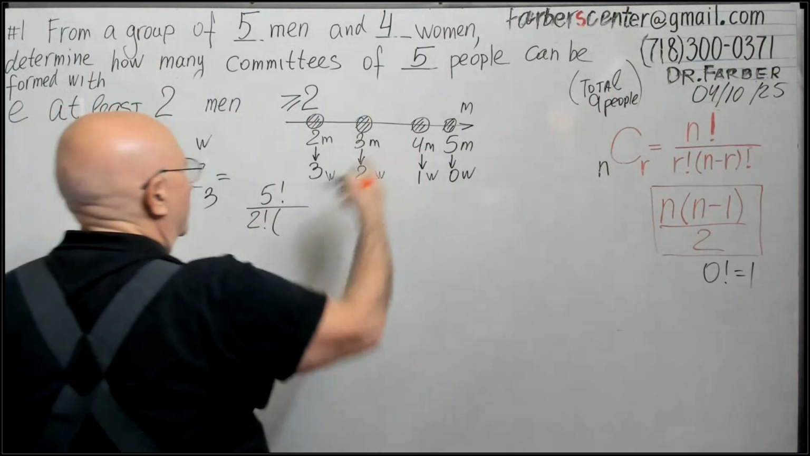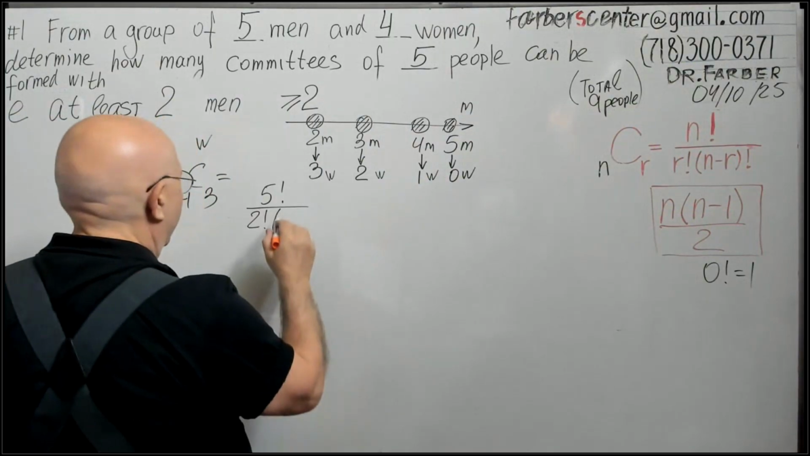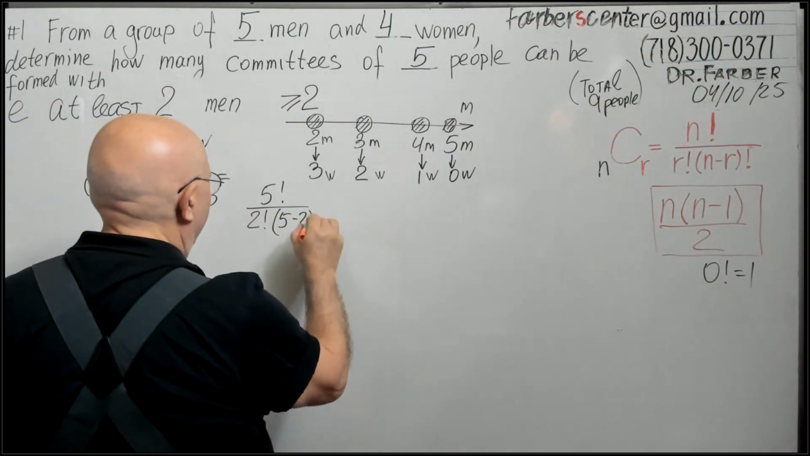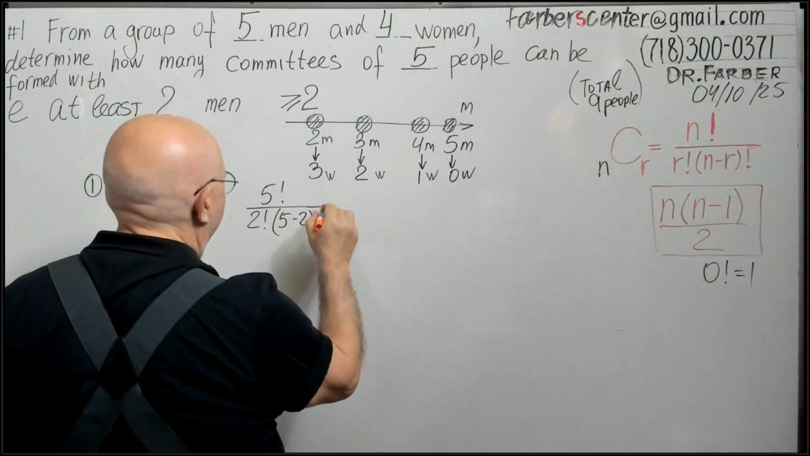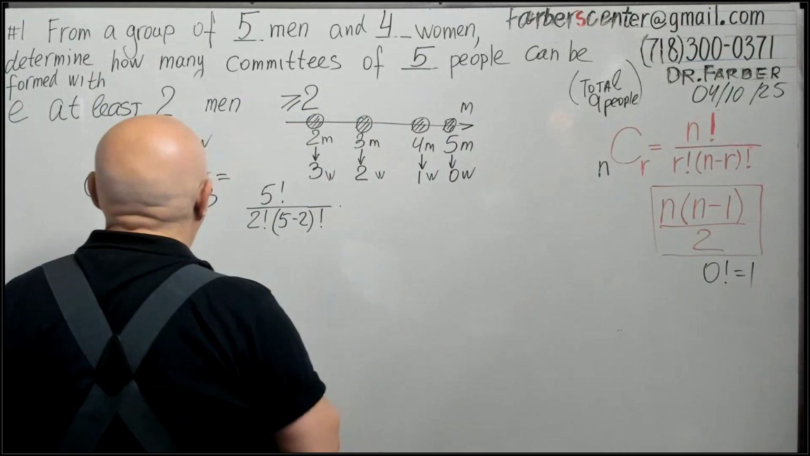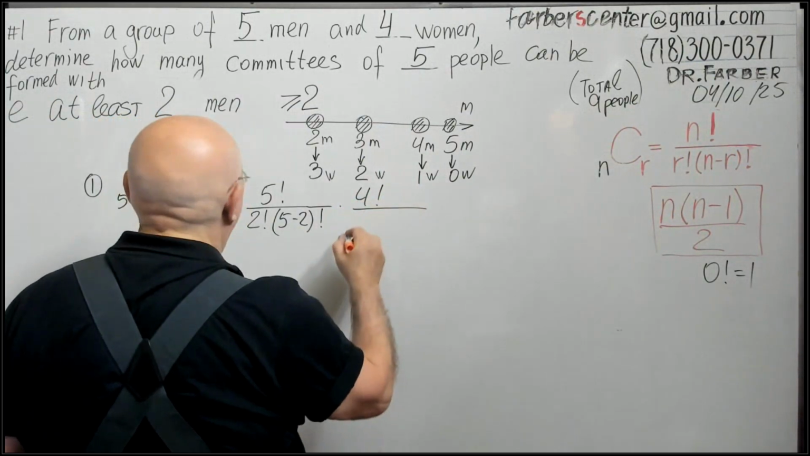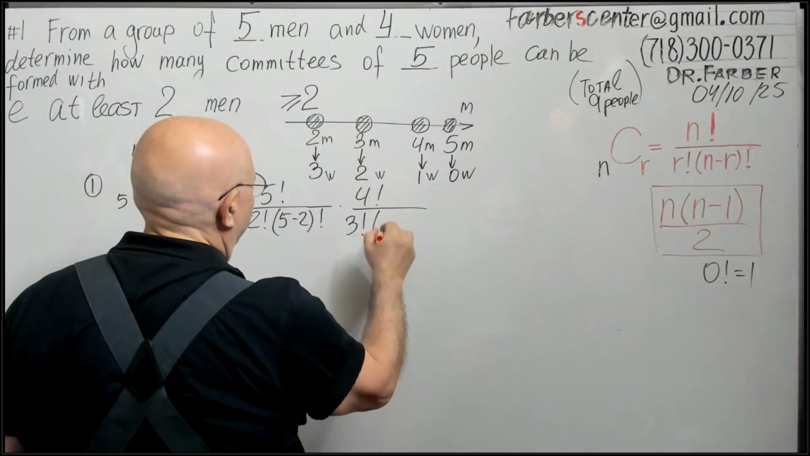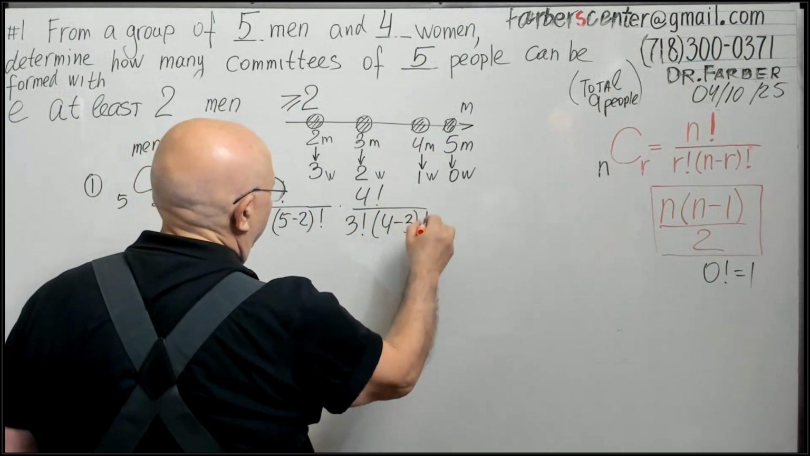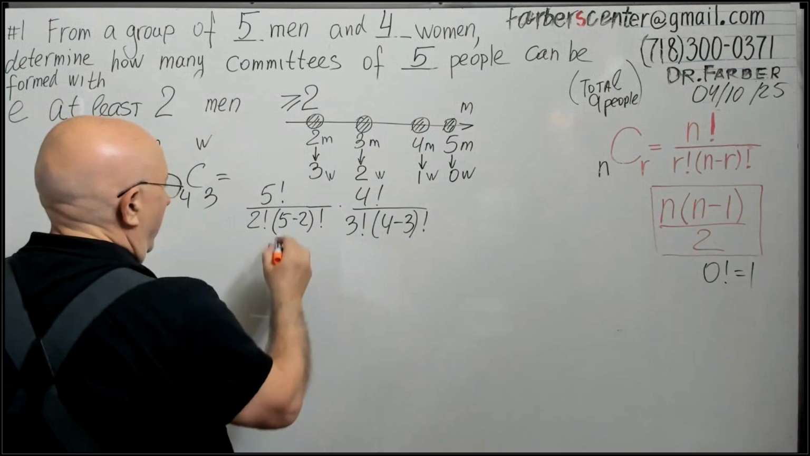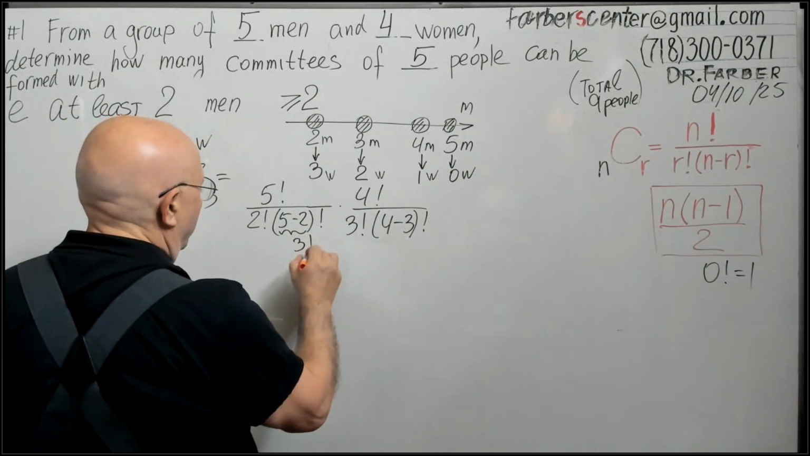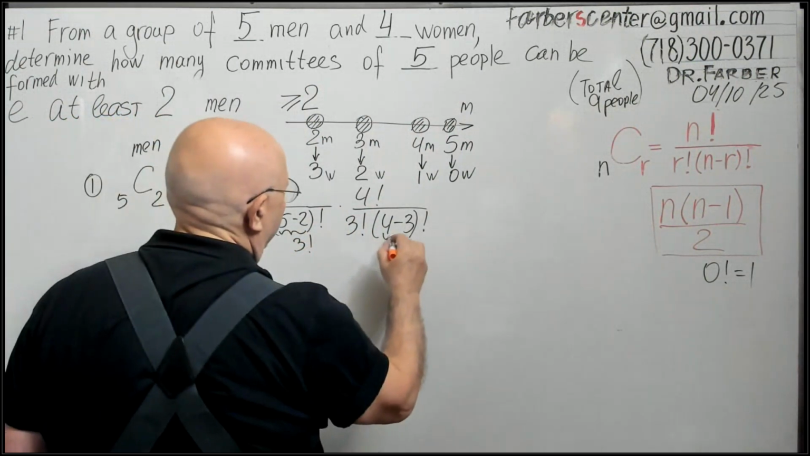We consider all these scenarios. By 5 minus 2 factorial, multiply by 4 factorial, divide by 3 factorial, by 4 minus 3 factorial. And this is 3 factorial. And this is 1 factorial.